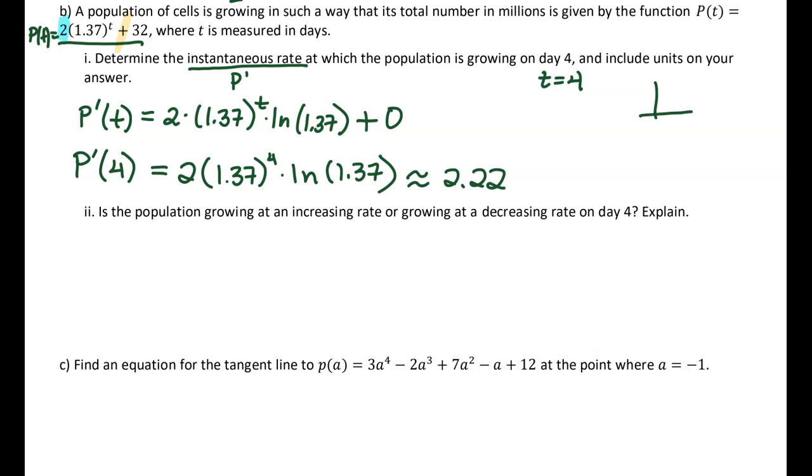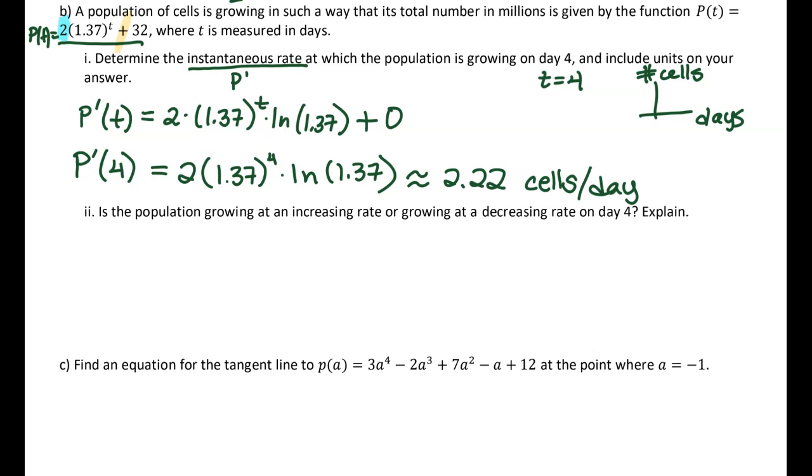So we had the number of cells as a function of the number of days. So I would say this is a slope. It will be cells per day. So the population is increasing by about 2.22 cells per day on day 4. Not very fast so far. It's exponential, so eventually it will get fast.